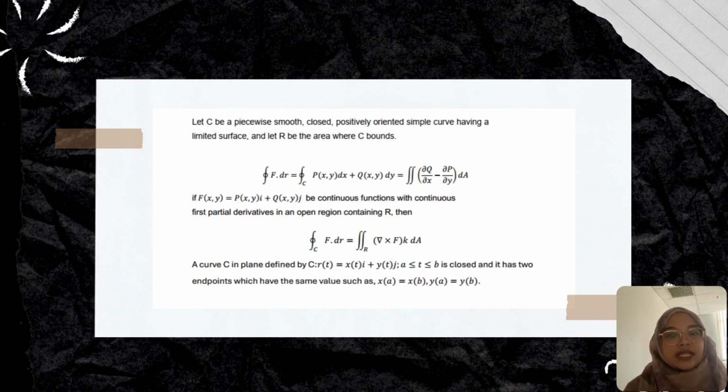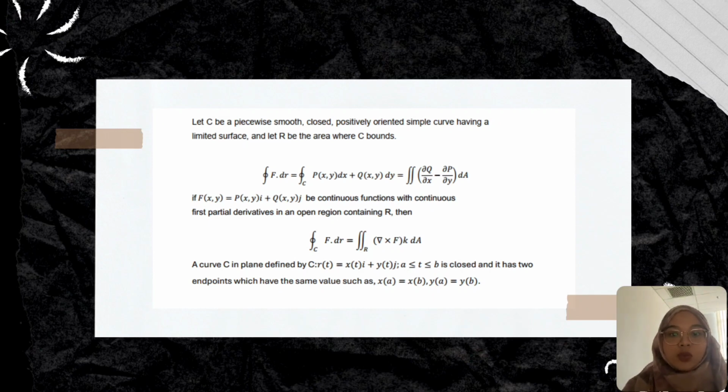A curve C in the plane is defined by C(t) equals x(t)i plus y(t)j, where the limit is a until b, is closed, and has two endpoints with the same value, x(a) equals x(b) and y(a) equals y(b).